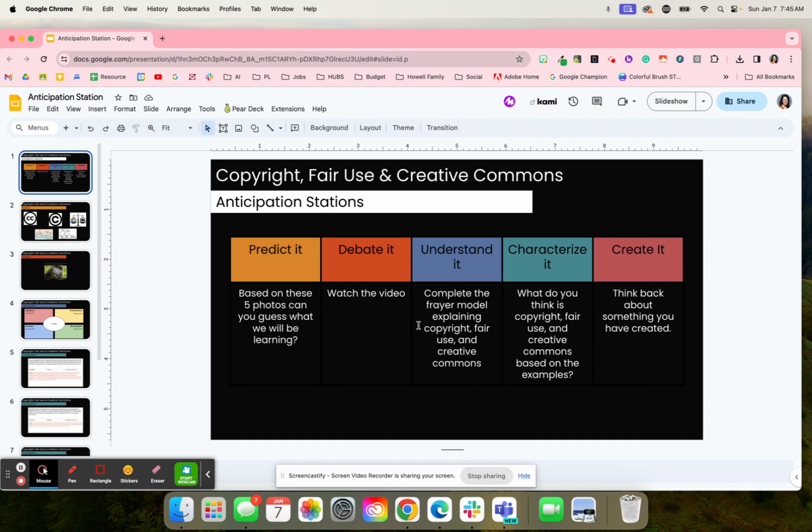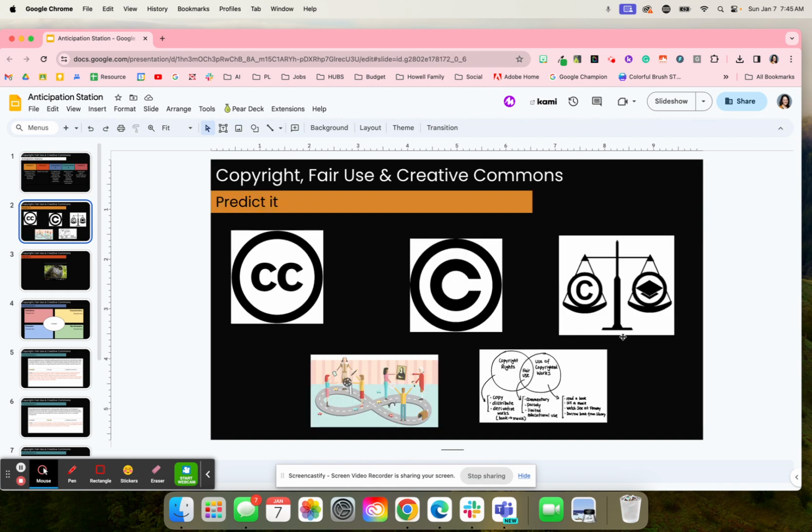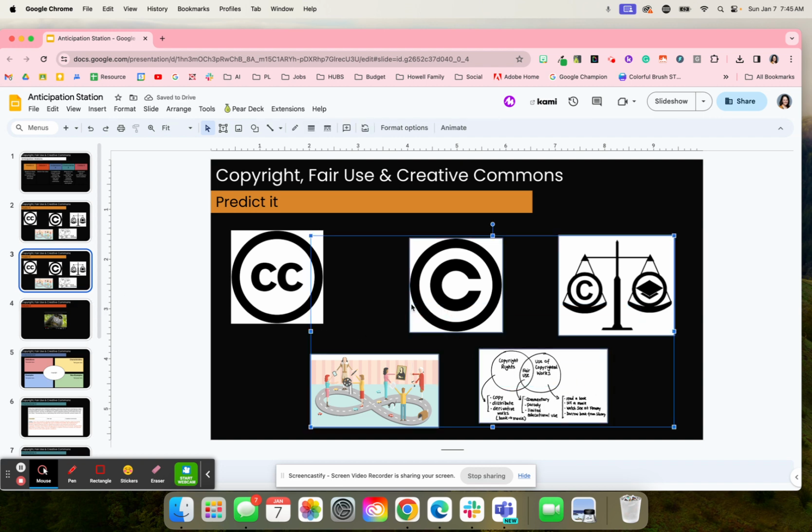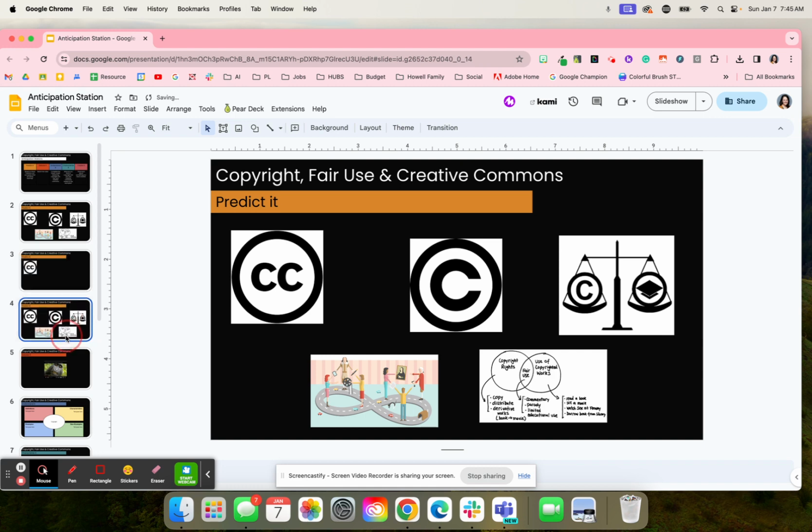So what students are going to do first is they're going to predict it. There are 5 images here, and students are going to try to predict what they're about to learn. If you want to, you could duplicate this slide multiple times and have the students try to figure out what they are about to learn by adding one image every single time to the slide.